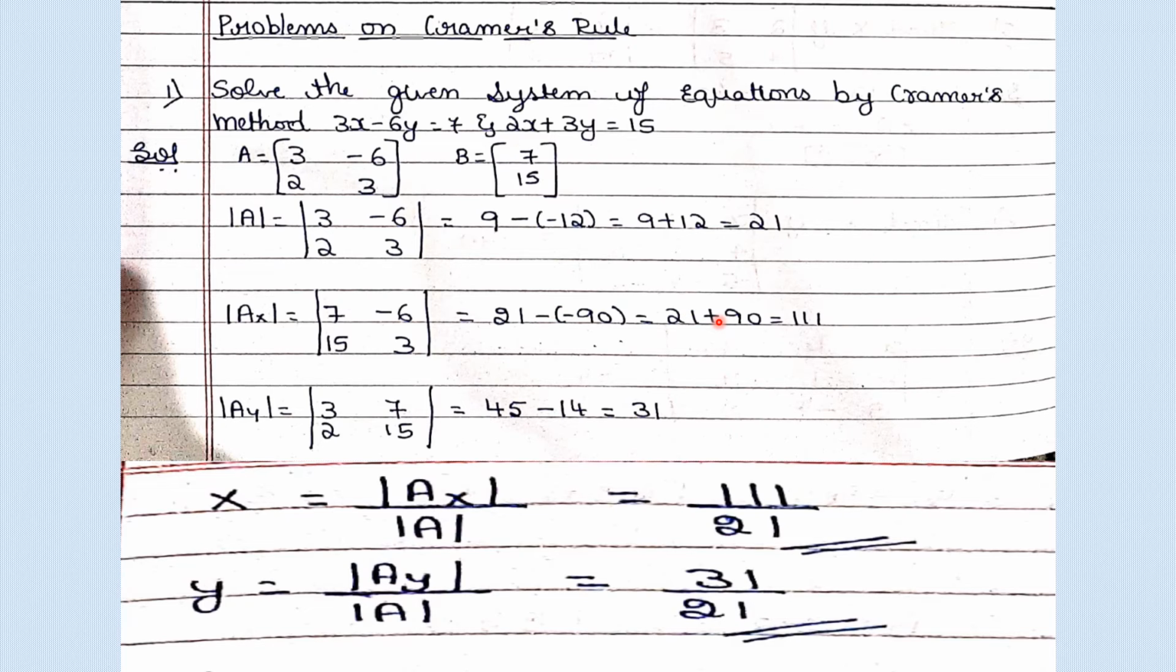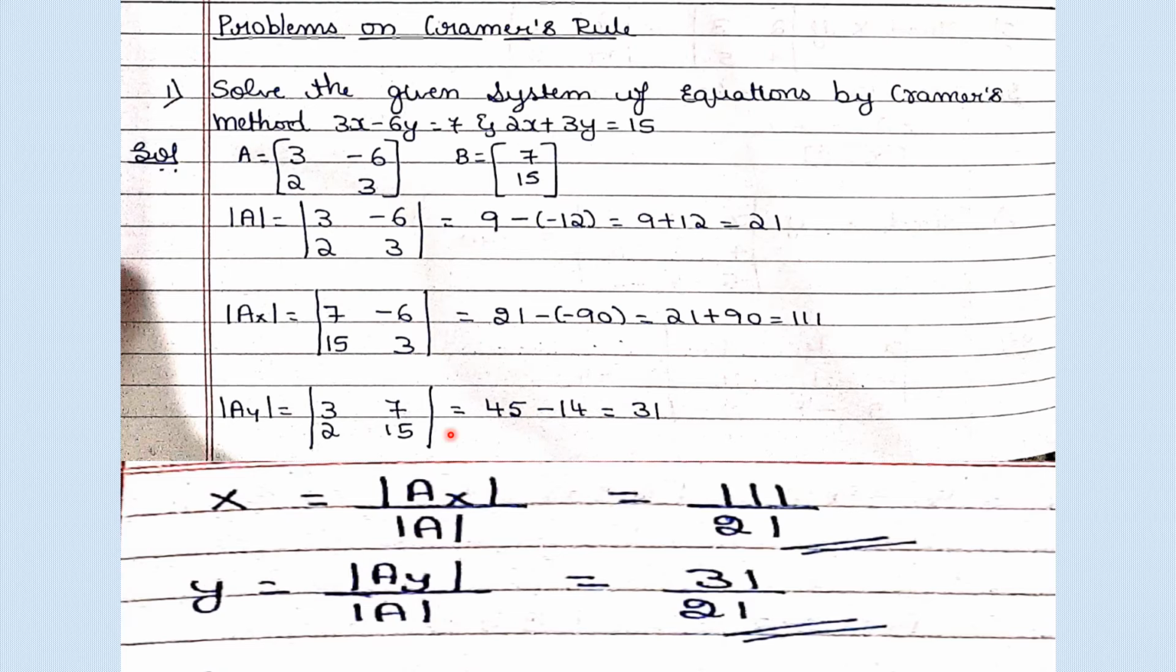So the answer is 111. Once again, to find the determinant of y, the y value will get changed. In the place of y, b will come into the picture, that is 7 and 15. So 3 and 2 will be common. 15 into 3 will become 45, 7 into 2 will become minus 14, so minus will be there. So 45 minus 14 will become 31.